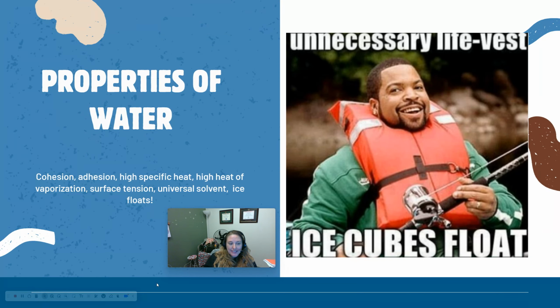Water has a surface tension, or again, it's attracted more to itself than to the outside area, meaning that things like water bugs can stride along the top surface. Water is also our universal solvent. Anything that is polar or ionic can dissolve into it. And then ice floats because of those hydrogen bonds that keep those water molecules an arm's length apart from each other and allows ice to float.